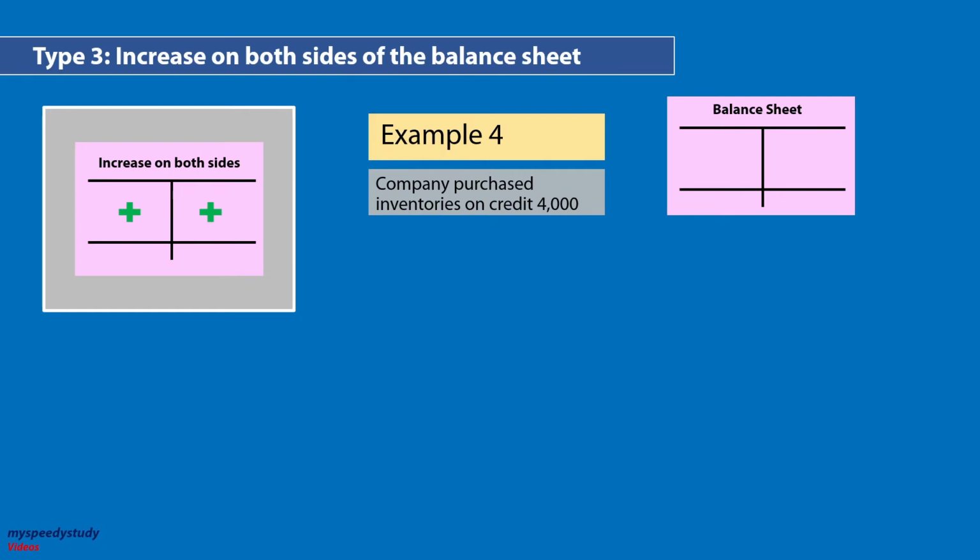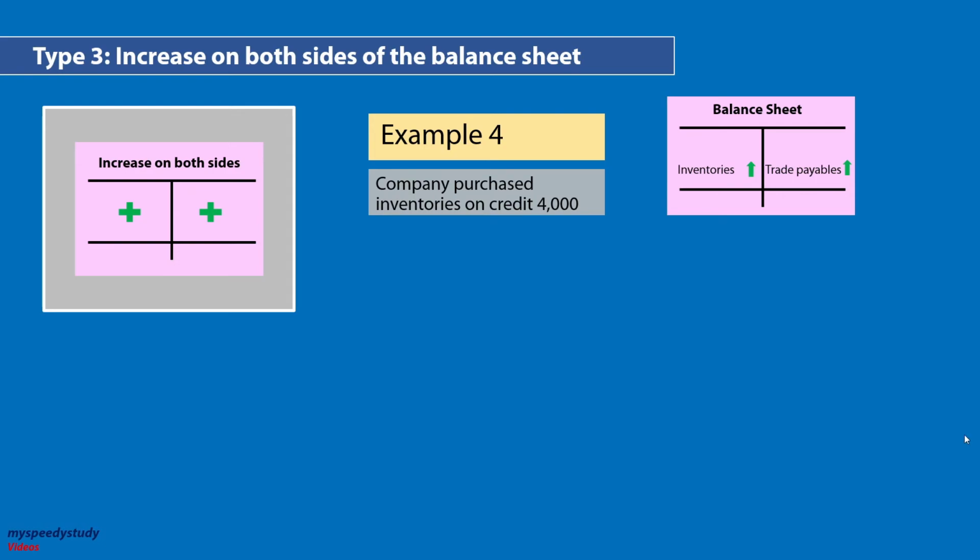So in our case here, the company purchased inventories on credit. This will increase the asset side, the inventories, and it will also increase the right side. Now we have liabilities, trade payables, which means the company will have to pay the supplier at a later date.